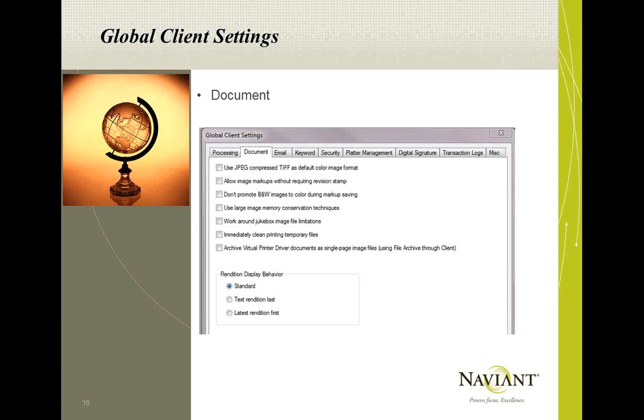And the very first option in here says Use JPEG Compressed TIFF as default color image format. Now what does that really mean? What that does is if you have a color image stored in OnBase and you want to export that image, then with this option checked, it will compress that image, making it smaller and more usable, saving space and reducing your overall network traffic. And it, of course, provides improved performance for your end users.